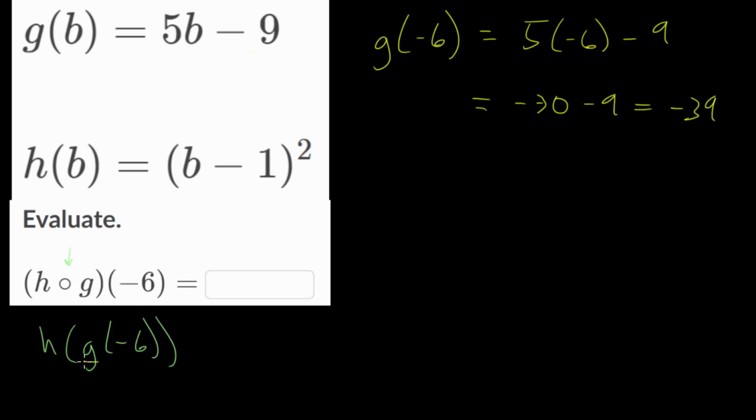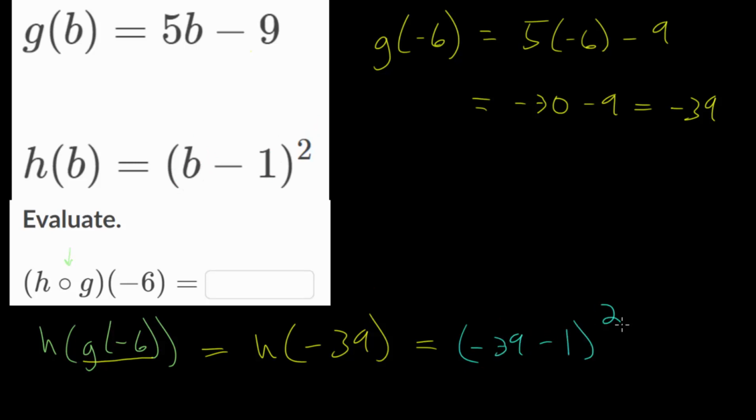Now that we figured out what g of negative 6 is, we can replace it. Inside this notation, we will have h of g of negative 6, but that's equal to h of negative 39. At this point, we just need to plug negative 39 into our function h. We have b minus 1 squared, but we're replacing b with negative 39. We have negative 39 minus 1, and we will square that. And negative 39 minus 1 is negative 40.